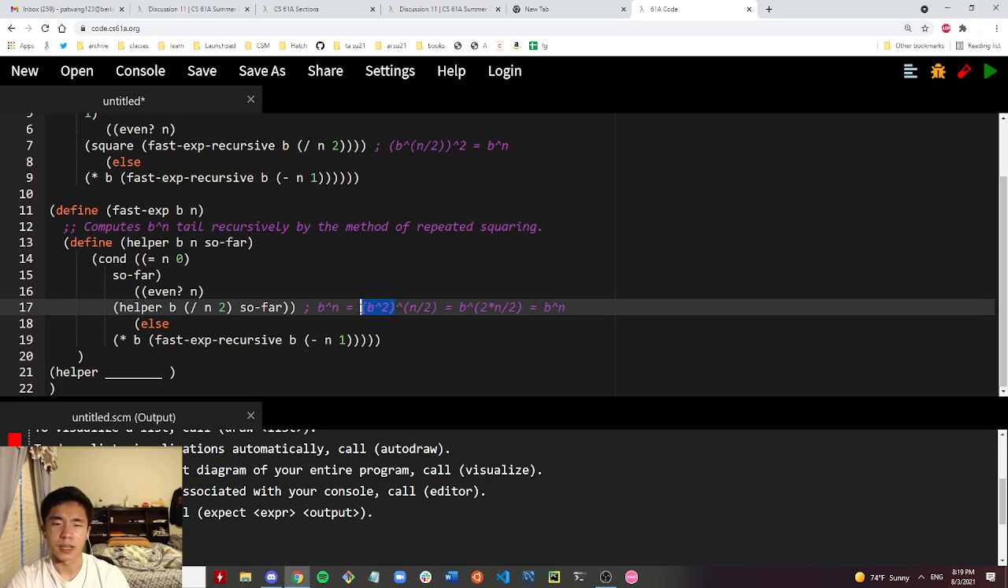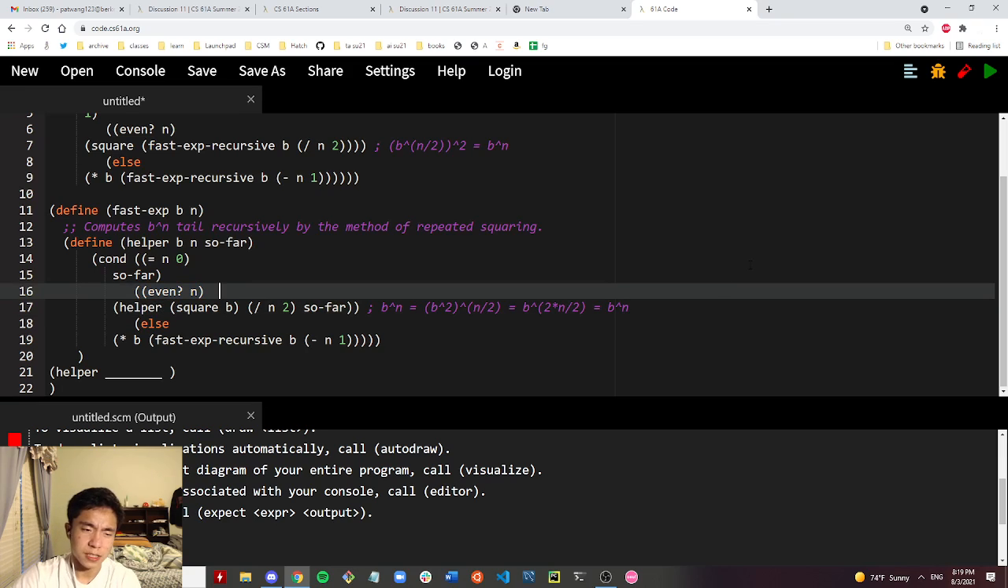And so keeping that in mind, let's think about how we can use this idea in our helper function. We have the idea of b to the power of n divided by 2, and we can't really do anything with so far because we don't know what to multiply it by. So what about putting square right here? When we see that it's even, we're not going to do anything with so far yet, but we know that we can half things and square the b.